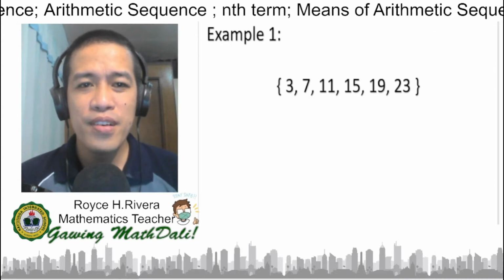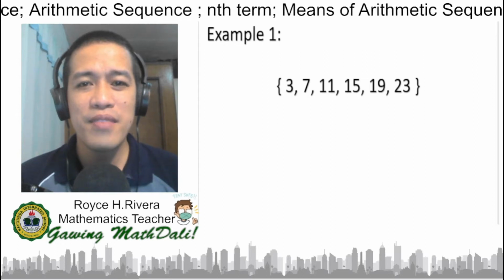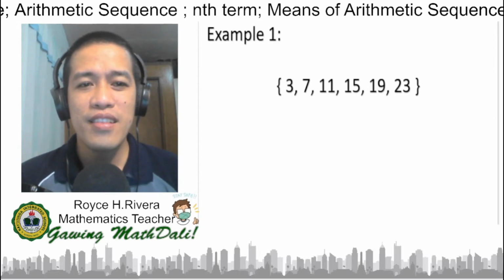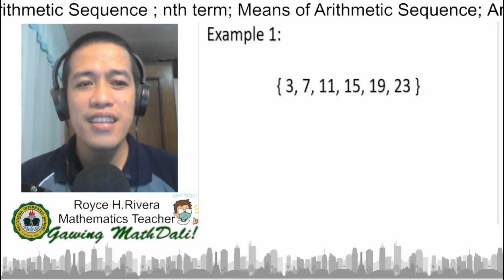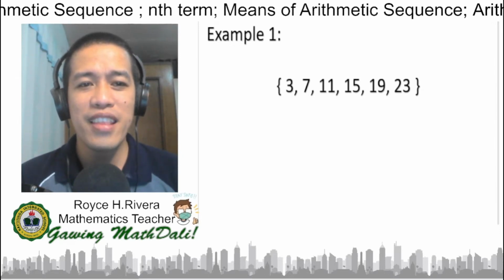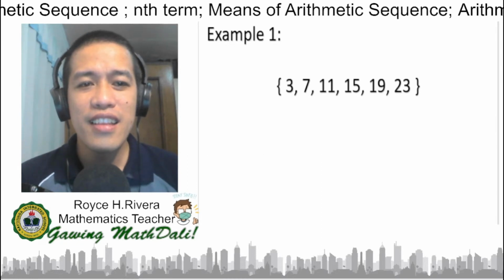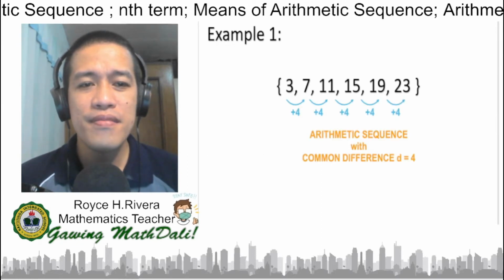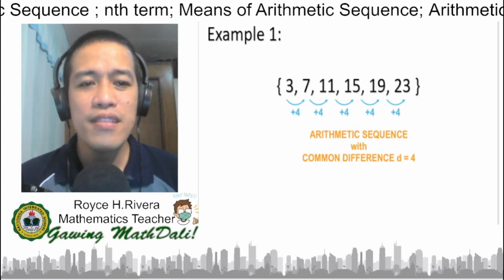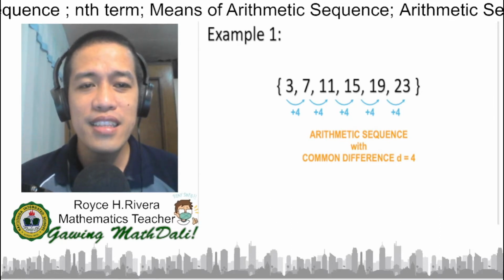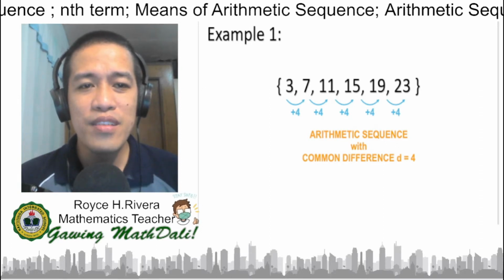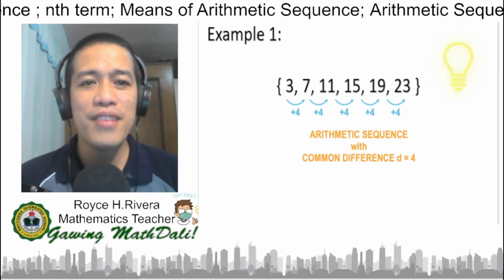Constant number 4 is added to the first term and to the next term thereafter until we reach the sixth term, which is 23. That constant number 4 is called the common difference. It is the distance between consecutive terms of the given sequence.